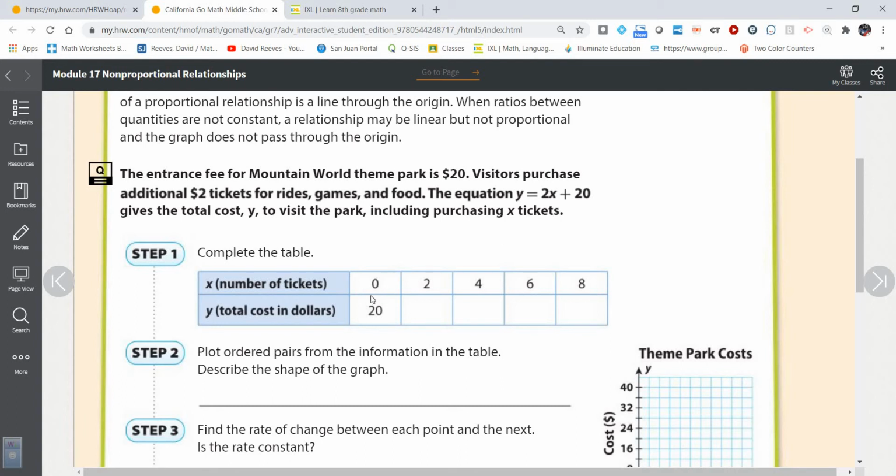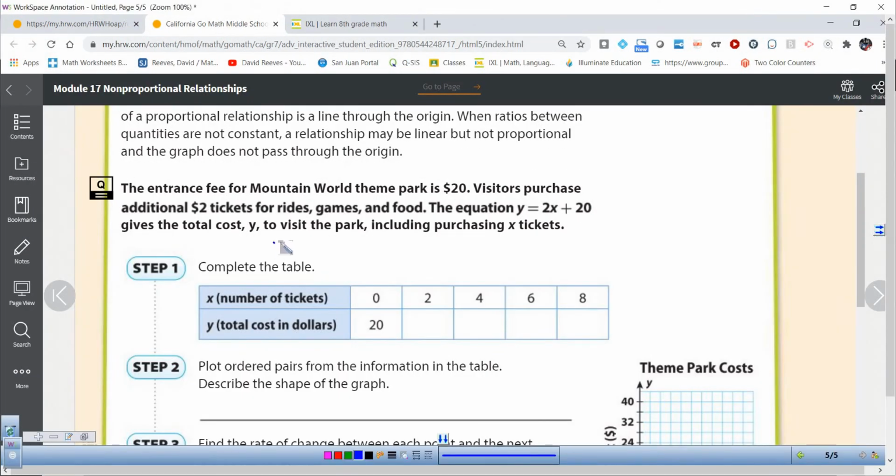So the entrance fee is $20. Do you see how it's (0, 20) and not (0, 0)? So immediately we know that this is not proportional. It doesn't go through (0, 0), and there's the reason why.